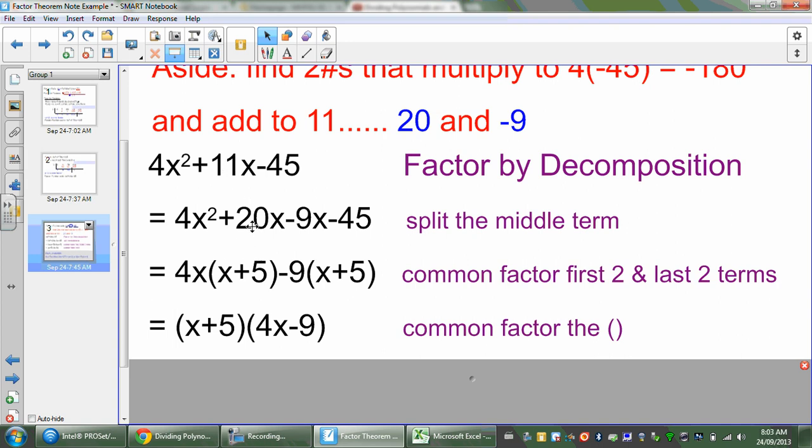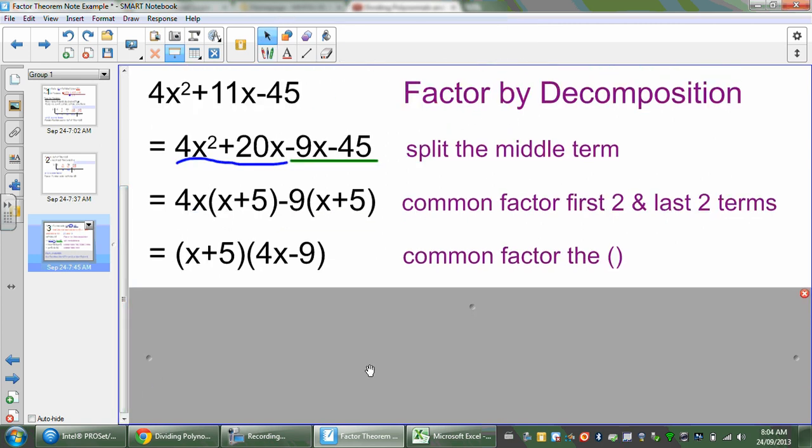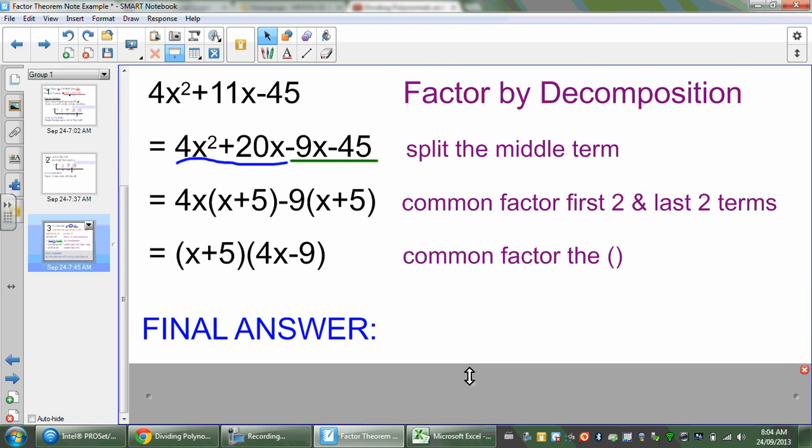Split the middle term into two parts, 20x minus the 9x, the two numbers that we had here, obviously. Do a common factoring between these two values and the other two values. So treat the first two terms as if they're one thing, treat the next two terms as if they're one thing. 4x is the common factor here, negative 9 is the common factor here, and then technically the brackets become a common factor, and I pull them out front, just kind of the way I show the grade 9s and 10s, because it's nice to be able to always pull the common factors out.